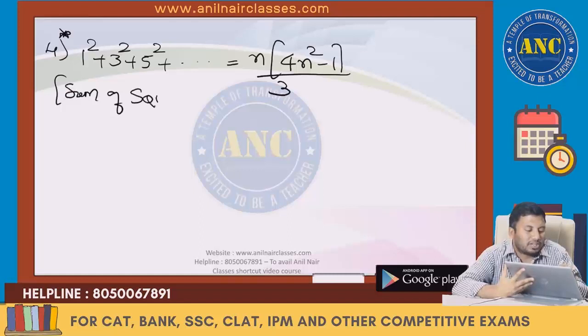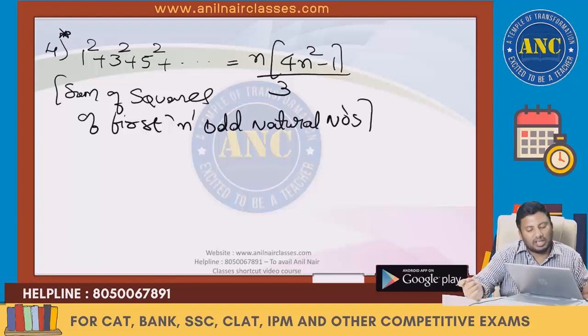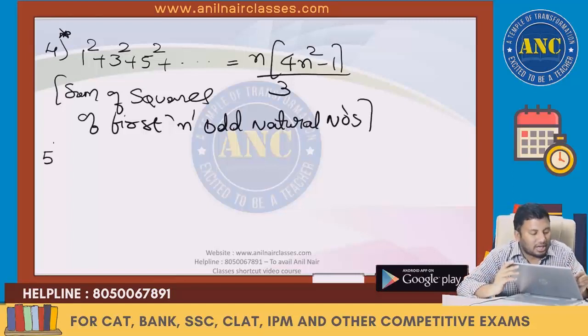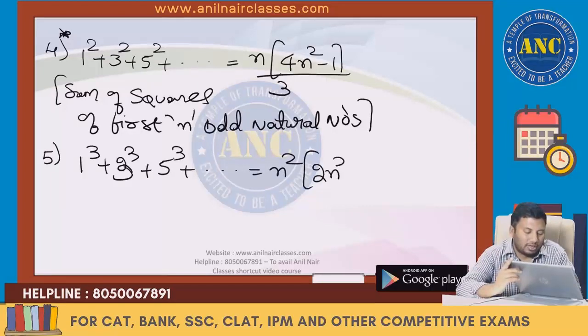Sum of the squares of the first n odd natural numbers. Second point, the sum of the cubes of the first n odd natural numbers is n square into 2n square minus 1. Please make a note of this.